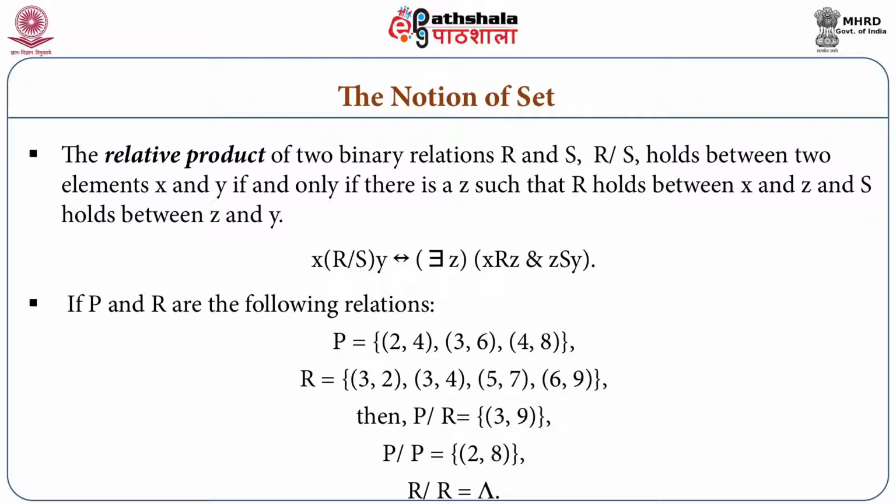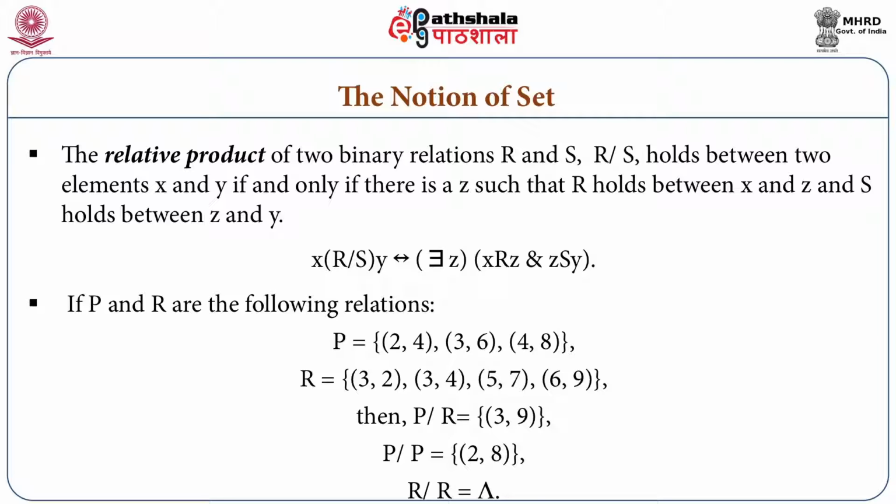So how do we do this? Let us check one by one. Say (2, 4). What is the second element? 4. Is 4 the first element of the second relation R? No. No ordered pair in the second relation starts with 4.